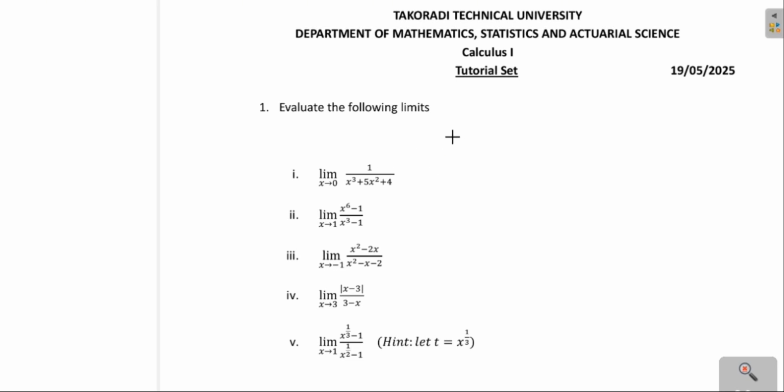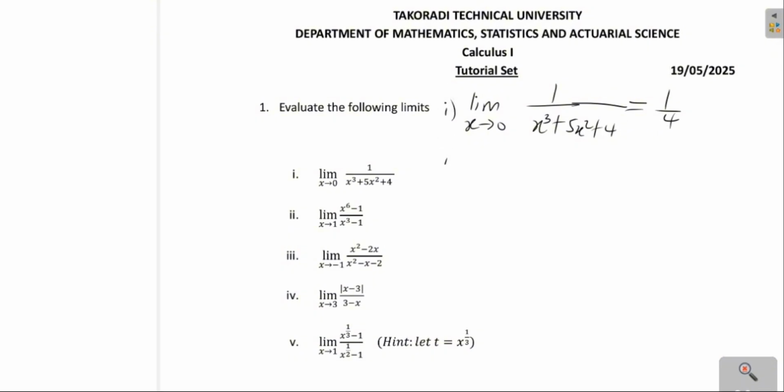If you look at the first one, we want to find the limit as x approaches 0 of the function 1 over x cubed plus 5 squared plus 4. Of course, with this, we just need to substitute 0, right? We are finding the limit of this expression as x approaches 0. That means wherever we see x, we can just put 0 there. And this is just going to give us 1 over 4. So this one is very basic, not difficult, right? That is the first one.